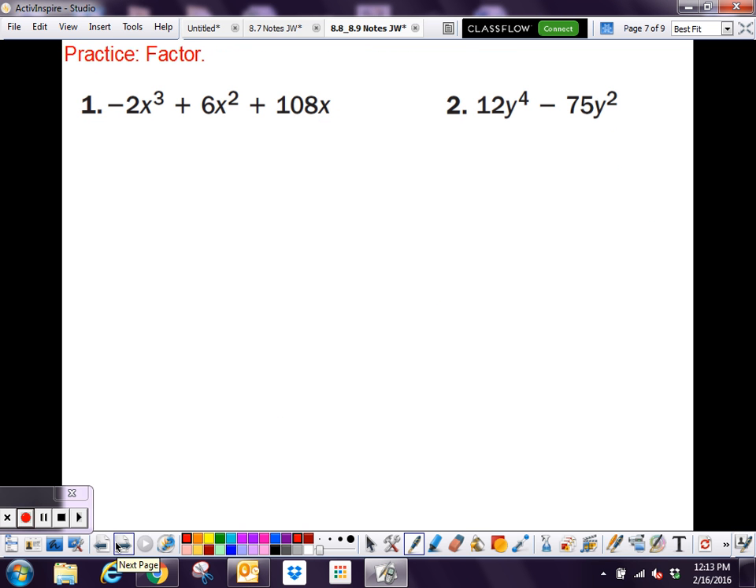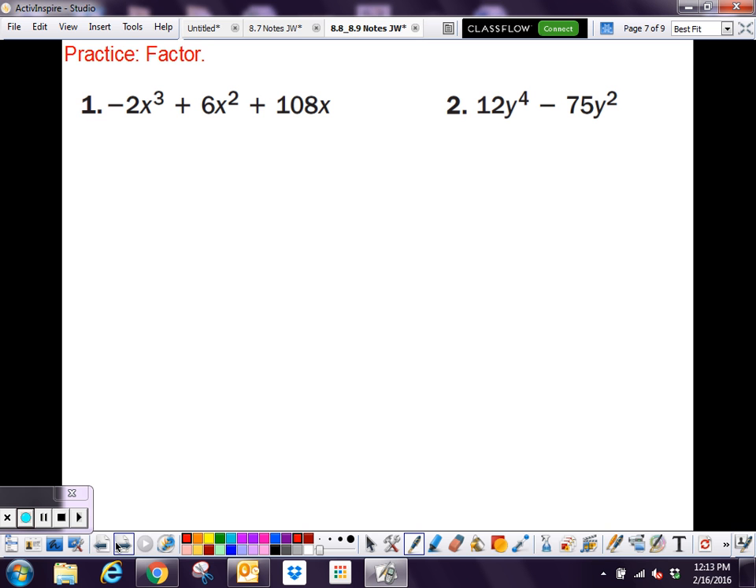All right, now we're just going to do a couple more practice problems, and this is really just to get y'all better at this. Okay, I know you're sick of seeing these problems. This is what this whole test is over in, is factoring. And there's different types of factoring, so we just want to make sure we know how to do them all. Okay, so number 1, -2x cubed plus 6x squared plus 108x.